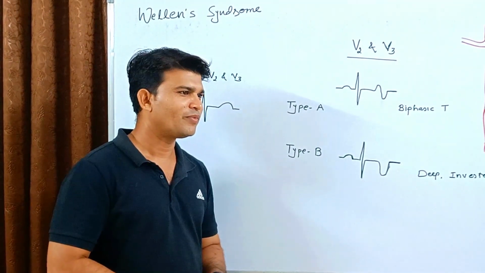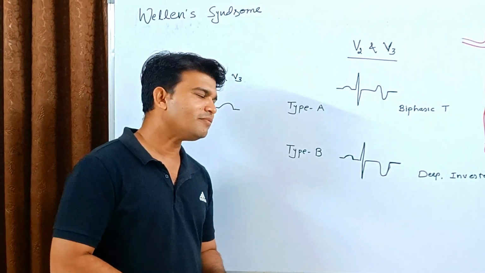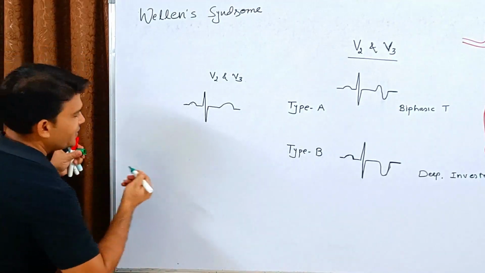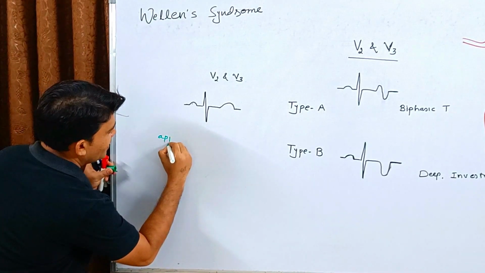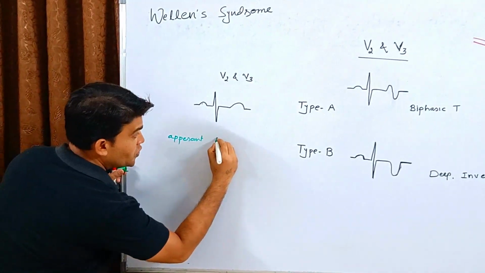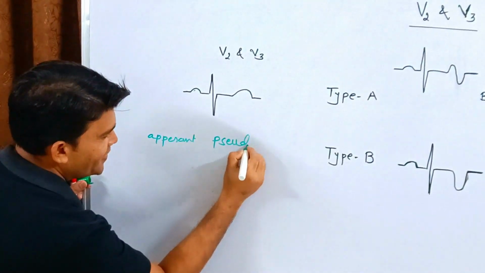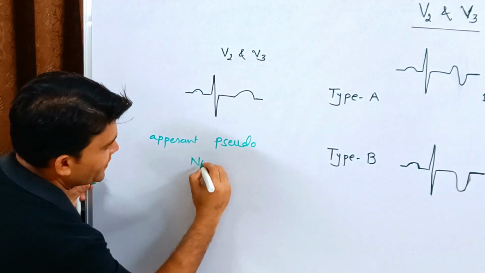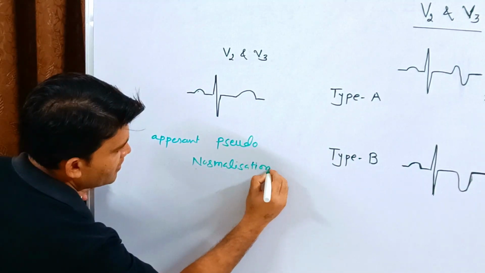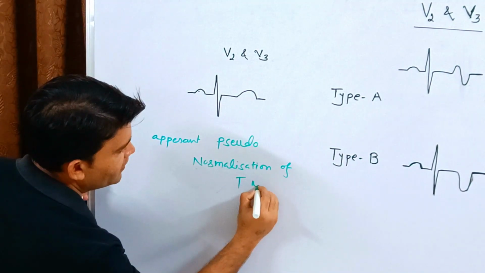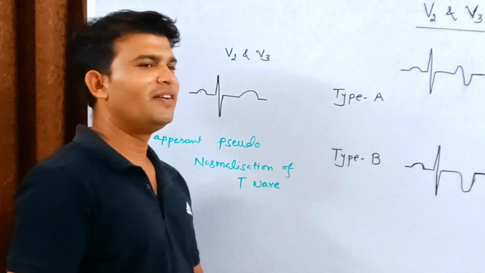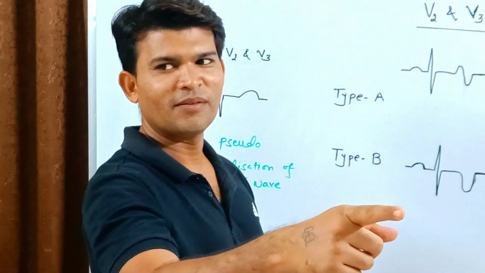What should be the interpretation by the doctor or diagnostician? You must have taken aspirin at home. It is called apparent pseudo normalization of the T wave, and this is the worst condition. The patient is developing a myocardial infarction.